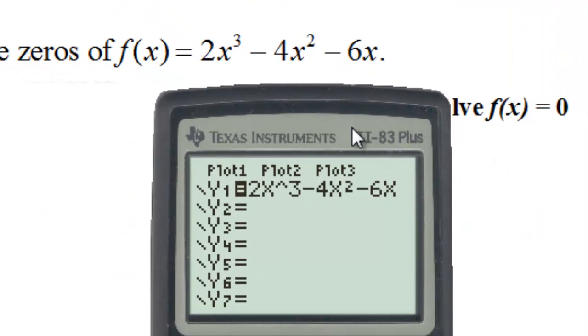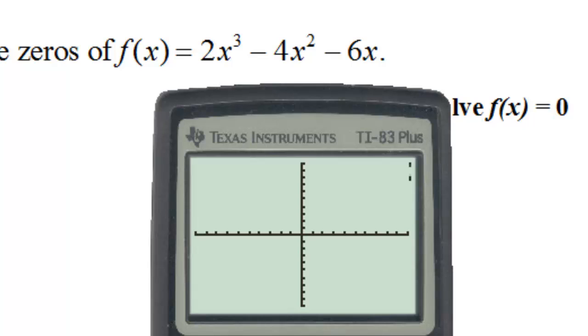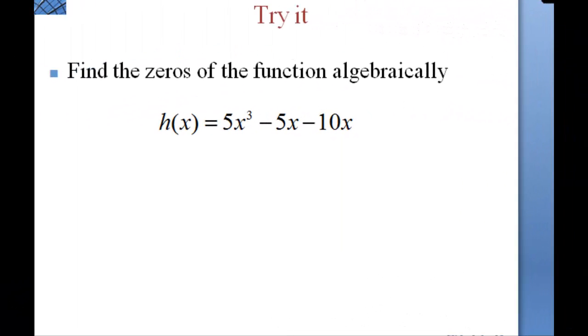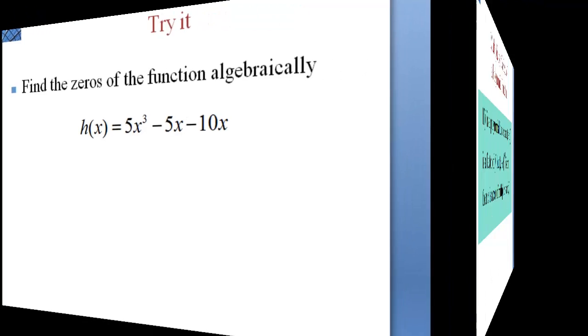And to support this graphically, if we put this same function into our calculator and graph it, we can see that it's hitting at 0, at negative 1, and 1, 2, and 3. Try this. Find the zeros of this function algebraically, then check it on your calculator and support it graphically.